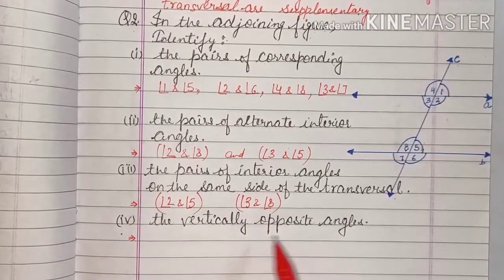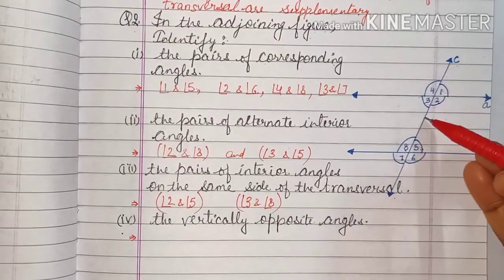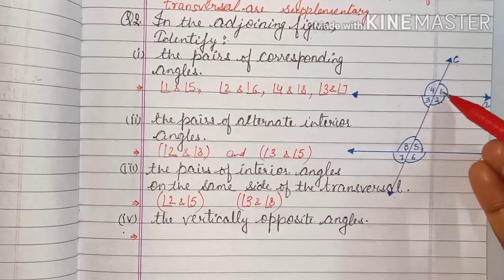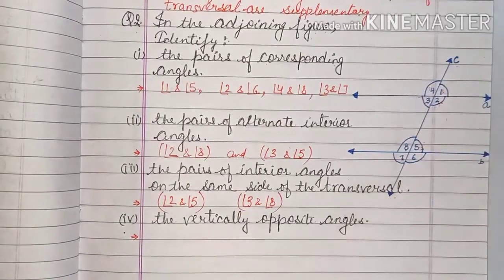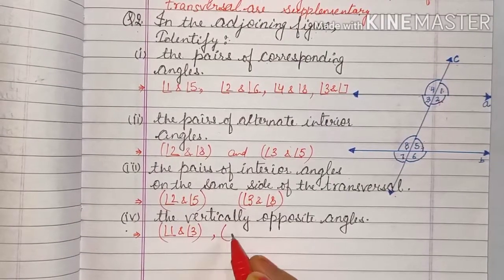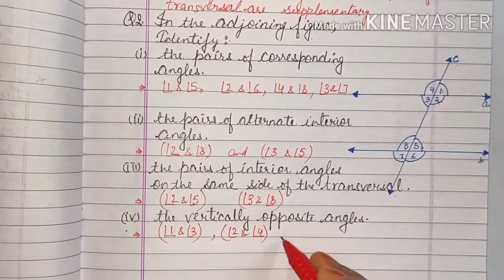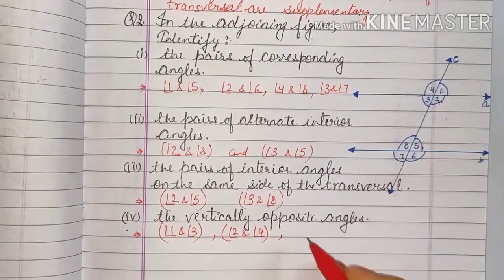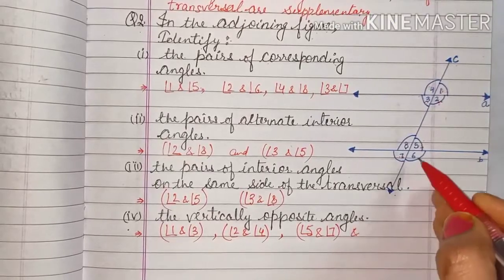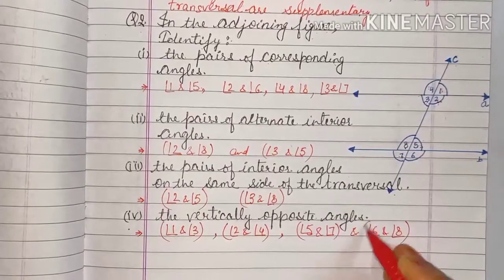In fourth, we have to write the vertically opposite angles. So vertically opposite angles, when two lines intersect each other, then the angles which are opposite to each other are vertically opposite angles. So here angle 1 and 3, angle 2 and angle 4, and here angle 5 and angle 7. And the last pair is angle 6 and angle 8. So these are the pair of vertically opposite angles.